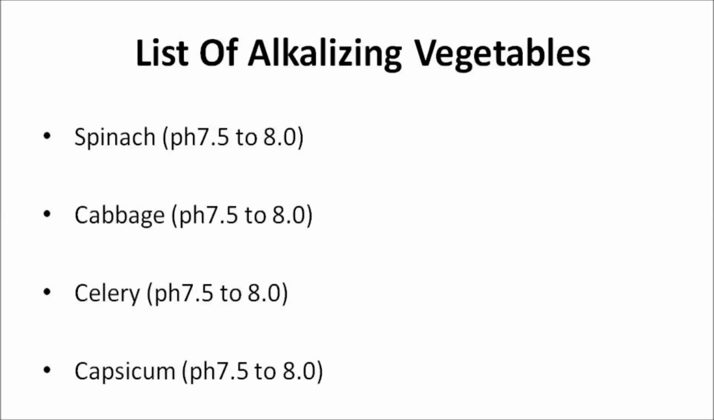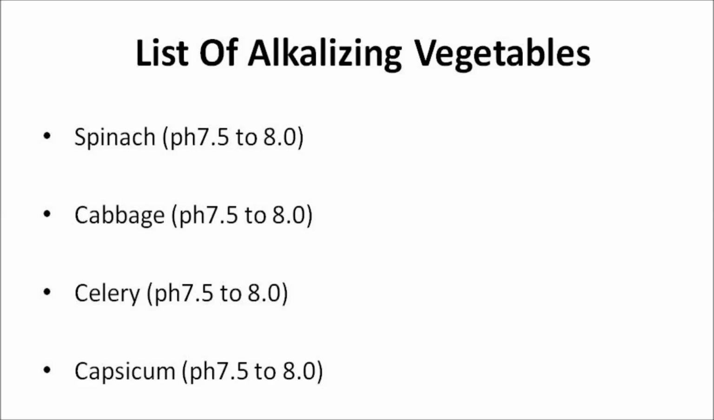Here is a list of some alkalizing vegetables. Spinach. It's a very low alkaline forming food, moderate in alkaline, with a pH of 7.5 to 8.0, and spinach content raises alkalinity. Cabbage. Low alkaline forming food with a moderate alkaline level of 7.5 to 8.0. It's also a good substitute for coffee, and it's mineral rich.